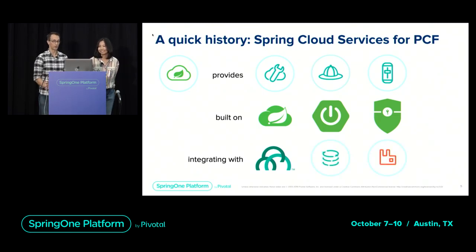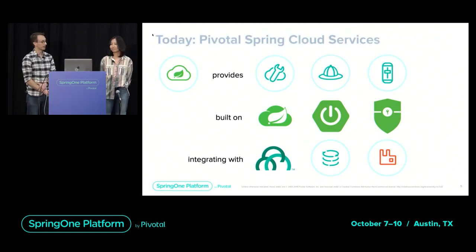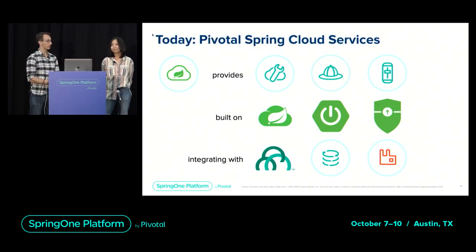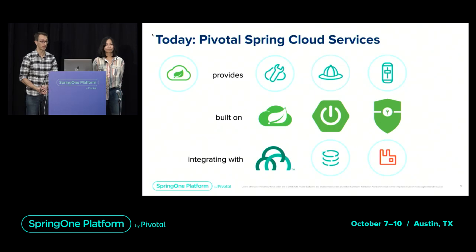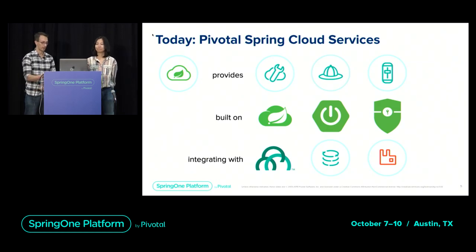Yeah, so let's get into the new stuff. The first thing to say is that we've had a slight name change. So Spring Cloud Services for PCF is now Pivotal Spring Cloud Services, although you'll often hear us just say SCS just because it's quicker. We've just released SCS 3.1 today, and lots changed in the version 3 series.